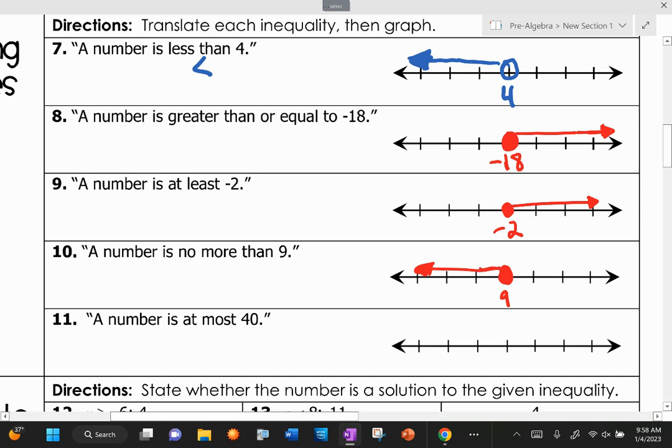Okay. Number 11. A number is at most 40. 40 is the number we're working with. Is that going to be an open or a closed point? Closed. And 40 is the highest or the lowest number? The highest. So we need to go... Wait, what? Oh, I got it right. I did too. Okay, not bad. All right, let's keep going.